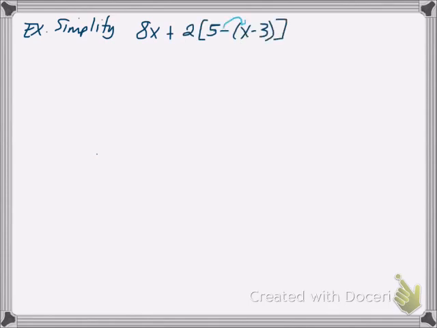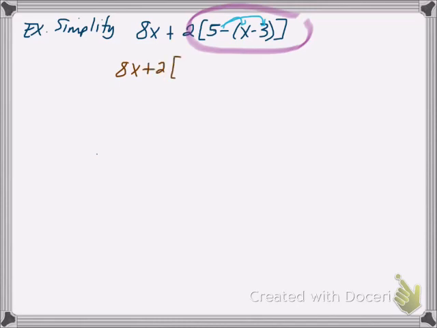So let's simplify this one. Brackets are like having another parenthesis, so we first need to work inside of this section. What we need to do first is take care of that negative by distributing to the inside of the parentheses. Once I do that, nothing happens to the 8x, it comes right down. Nothing happens to that 2 for right now, so it comes down.